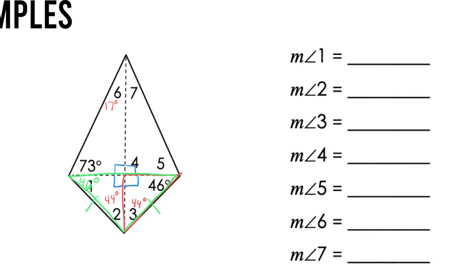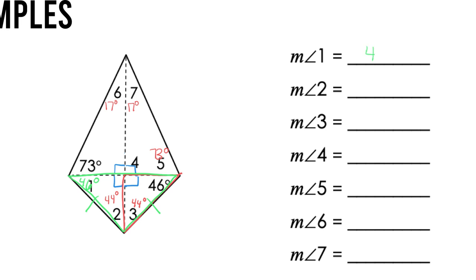And then again, remember, they're the same, right? These triangles are the same. This triangle is the same as this one. So 7 would also be 17 degrees. And then if this is 90, angle 5 is the same as 73. And then we just have to fill it in.